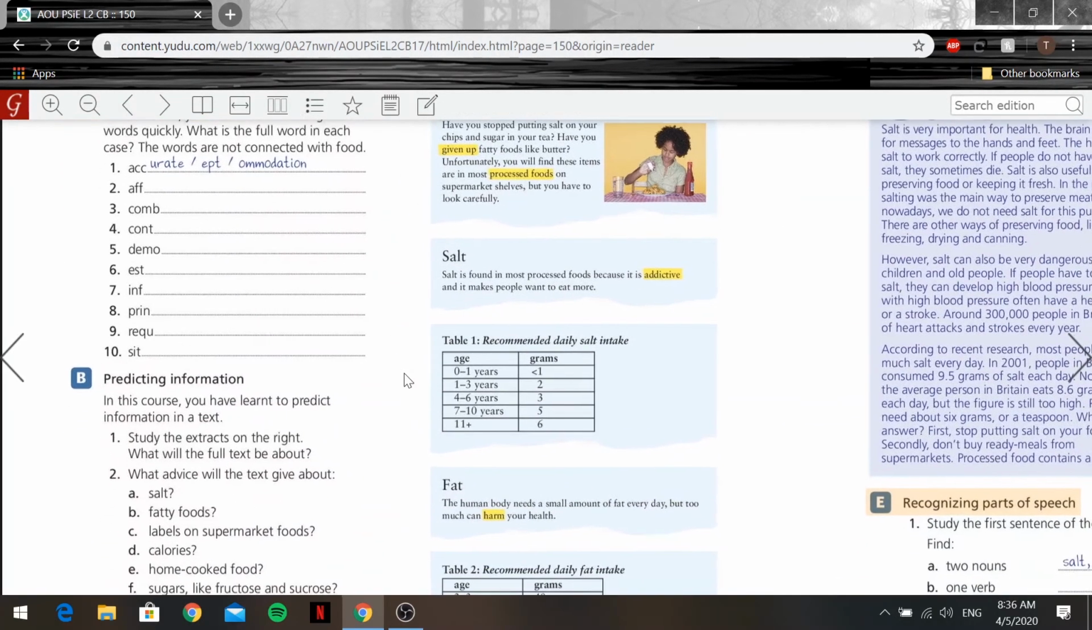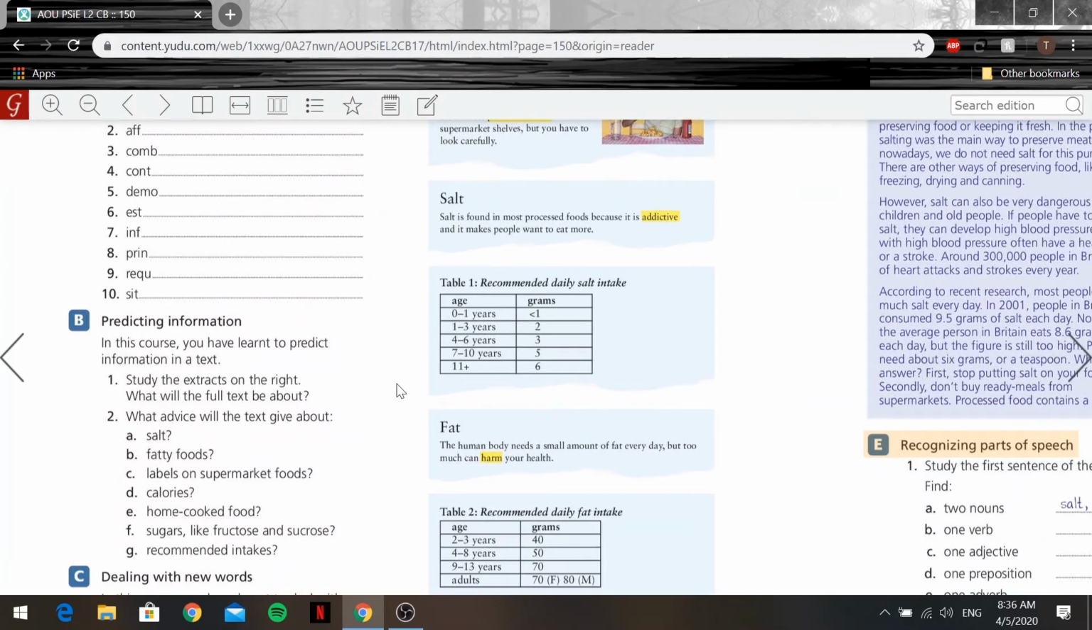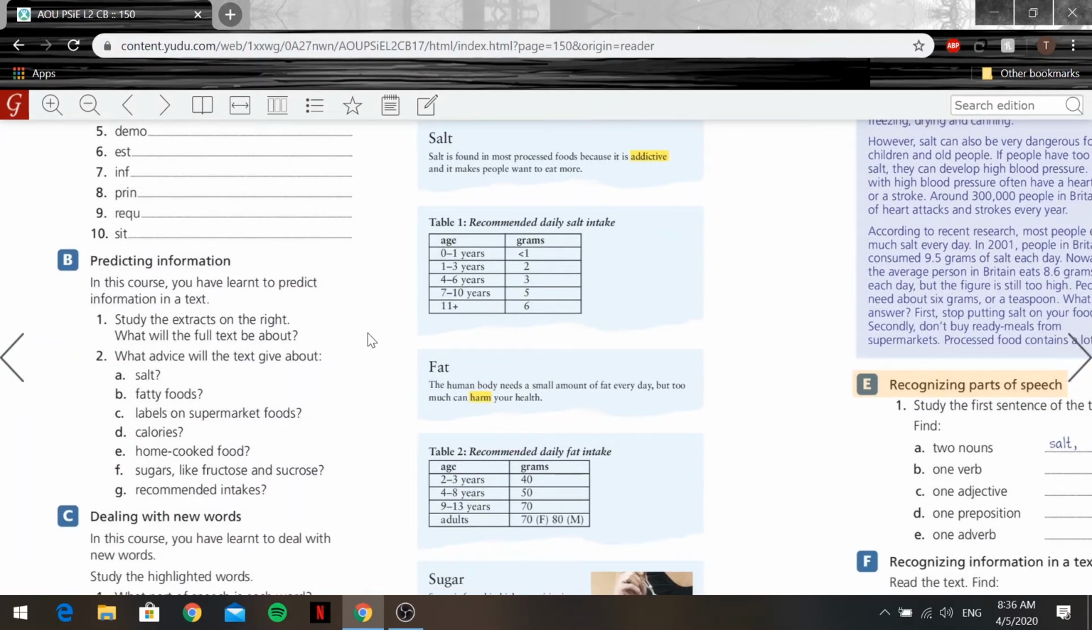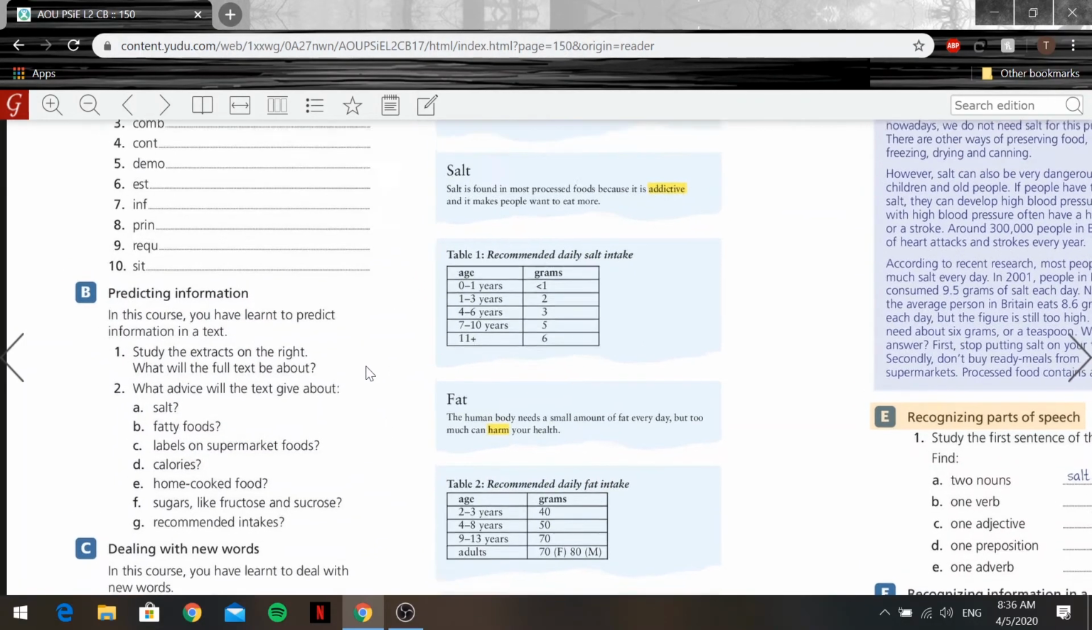Now let's go to exercise B, predicting information. So in this course, you have learned to predict information in a text. Study the extracts on the right. What will the full text be about? Okay, so we're not going to read the full text here. We're just going to read these. Okay, so let's take a look.